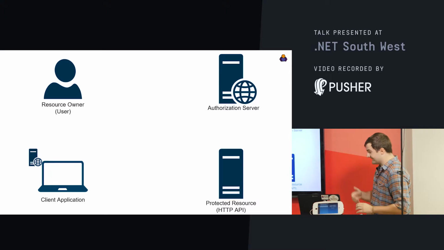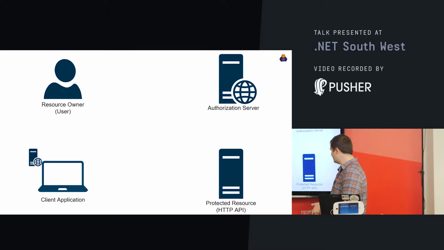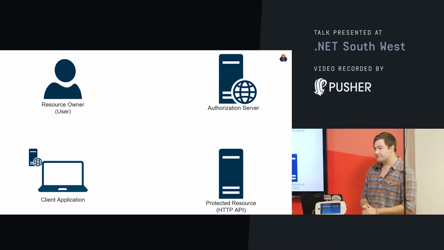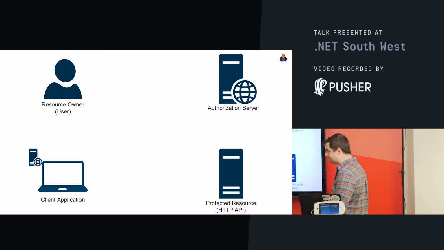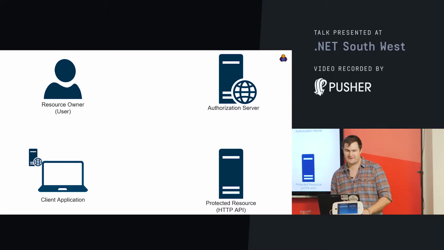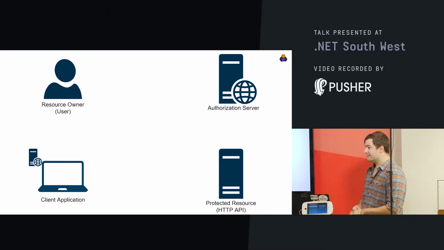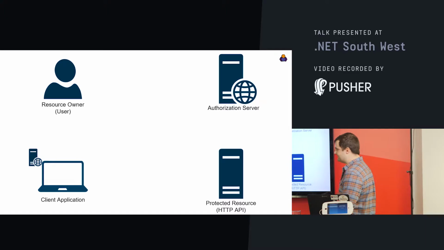So the OAuth Dance. There are 4 players in an OAuth request. You have the protected resource, so your API. You have the authorization server, who's going to be in charge of saying yes, you're allowed to access this API, no, you're not. We have the client application, so let's say an ASP.NET MVC application. And we have the resource owner, who's typically a user.